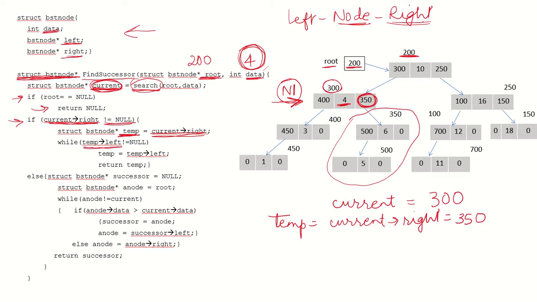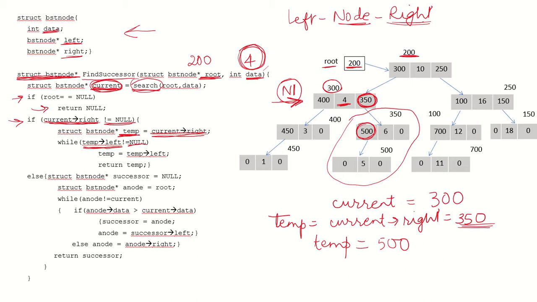So while temp arrow left, what is temp? Temp is storing the value 350. So temp arrow left is this value 500, which is not equal to null. So again we are going to update the value of temp, and now temp will point to temp arrow left, which is 500, and now we are going to return temp.